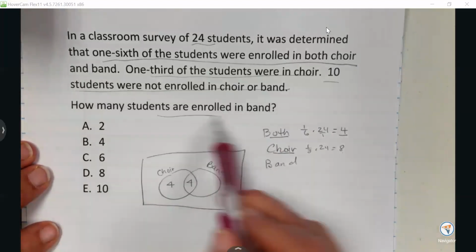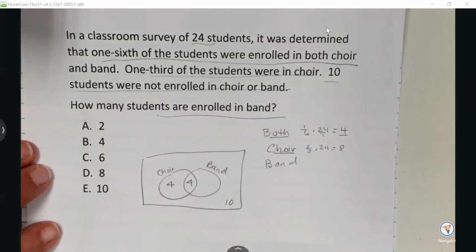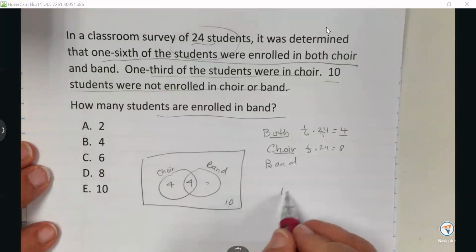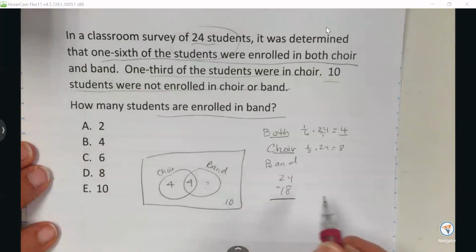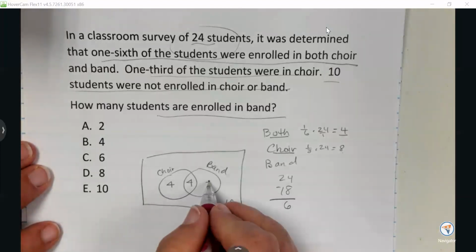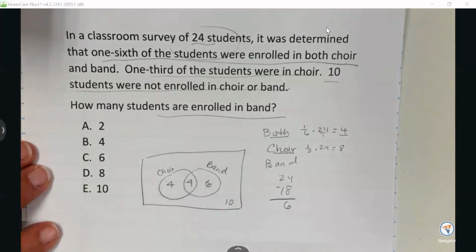Now, how many students are enrolled in band? I've got something missing right here, but I do know what the total number should be. It should be 24 students. So far I have 8 and 10, which is 18 students. If I subtract that from my 24, I've got 6 unaccounted for students. What that means is 6 goes right here, but I'm not finished with my question yet.